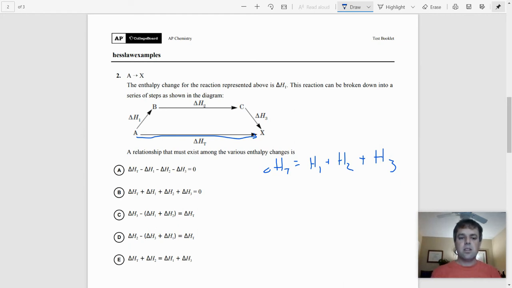All right. So if that's true, let's look at answer choice A. It says delta HT minus H1 minus H2 minus H3 equals 0. Well, that looks like it would have to be true. If you add all of them together twice, it equals 0. No, that's not going to work. H3 minus H1 plus H2 equals H. No. None of these other ones make any sense. So the answer is A. It's the first option, and it's the correct one.